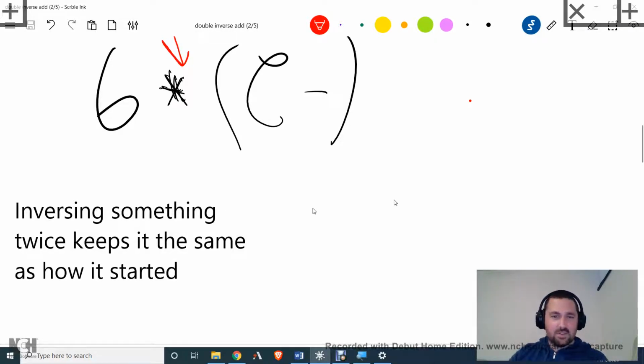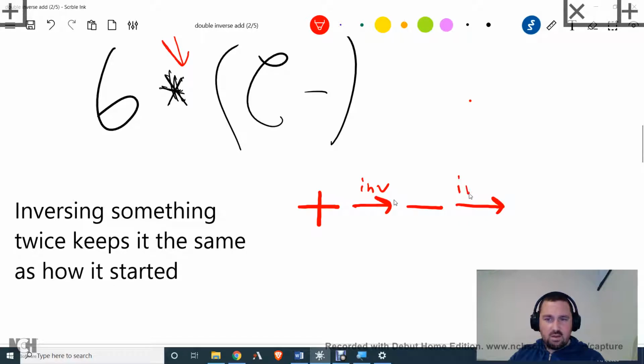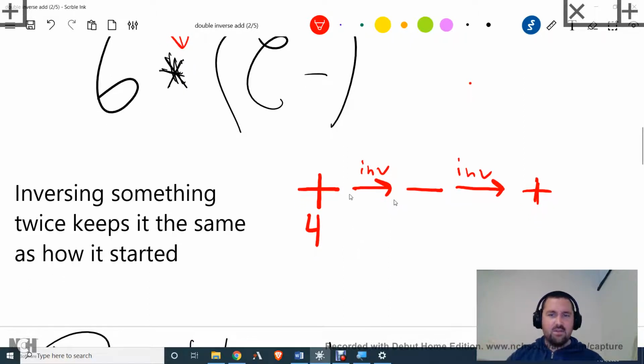And this is true even just from straightforward mathematical operations. If I have the operation addition and I inverse that operation, I get subtraction. And if I inverse the operation again, I get back to addition. True for multiplication, division, true for all these different things. Even true for inverse numbers. If I have the number 4 and I find the additive inverse of that number, that's negative 4. And then if I find the additive inverse of that number, I get back to 4. So two inverses keep something the same.